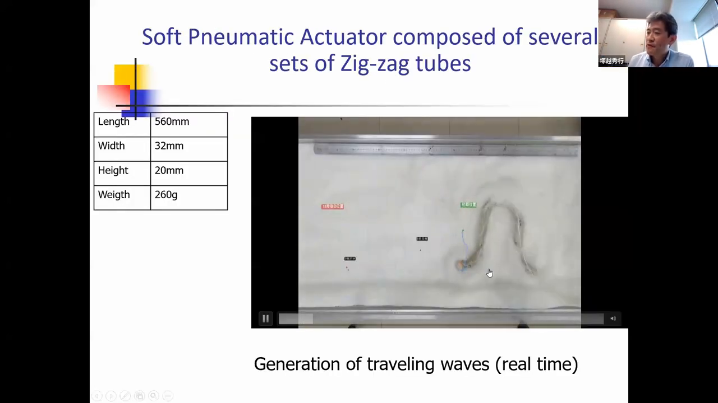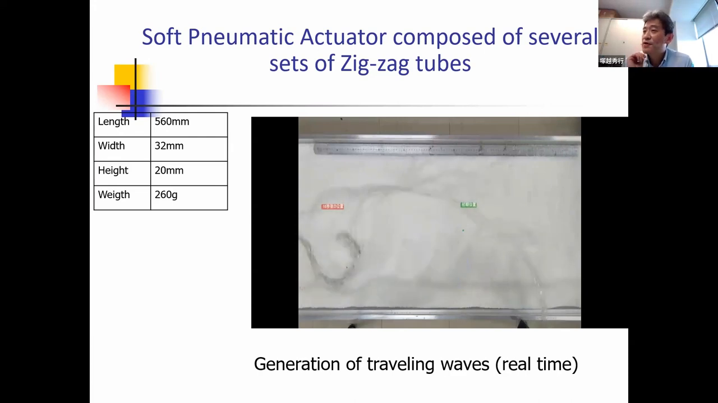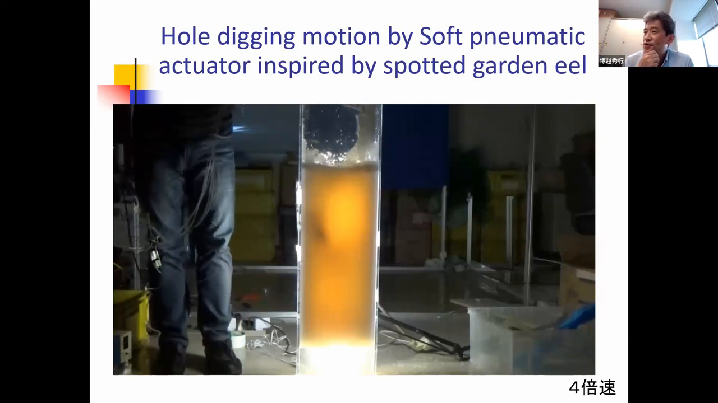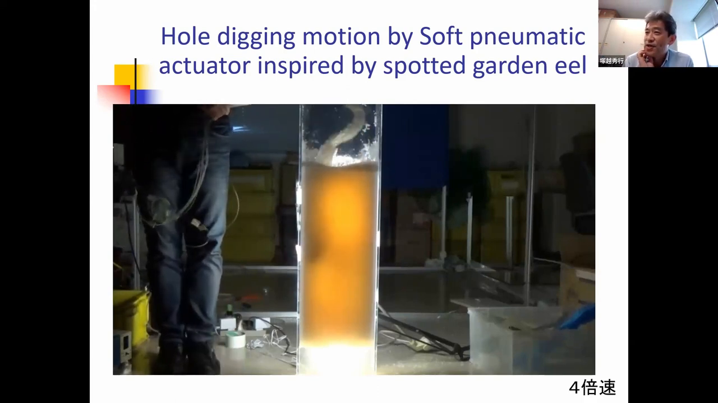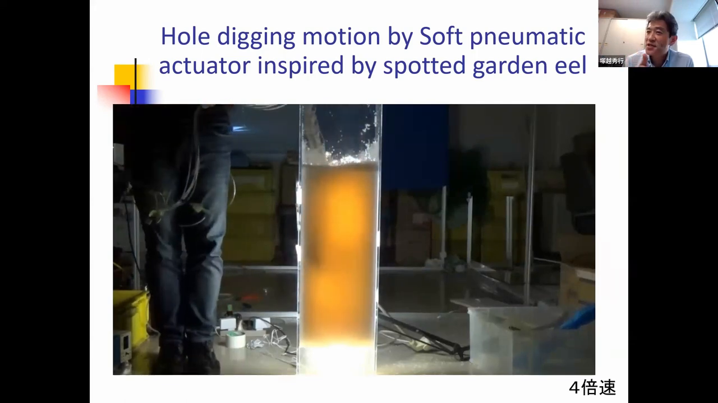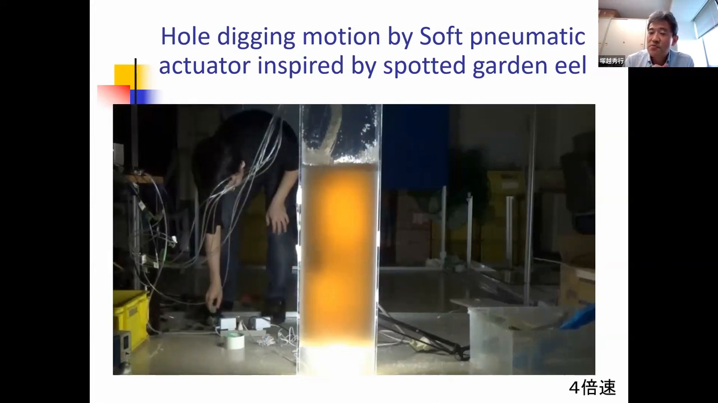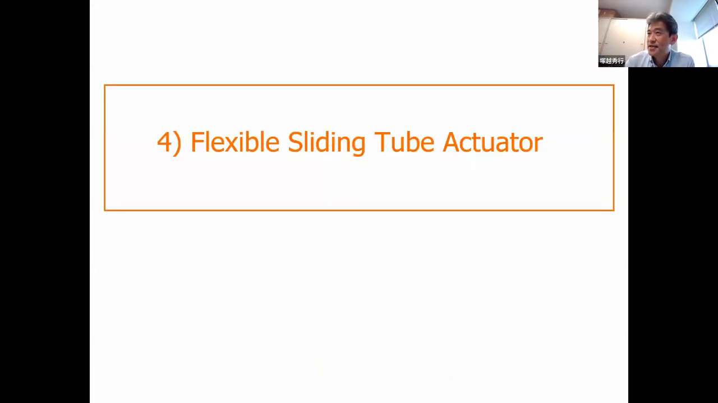And following the half part of the body, we are trying to imitate their garden eel digging motion by using the zigzag flat tubes. As you see, it could dig almost 80 centimeters. And we are trying to steer the direction under the earth to search for the victims buried due to the landslide or snow slide. Okay.